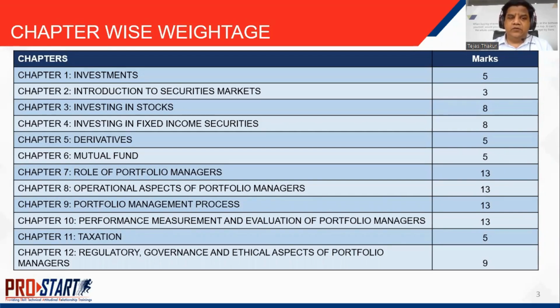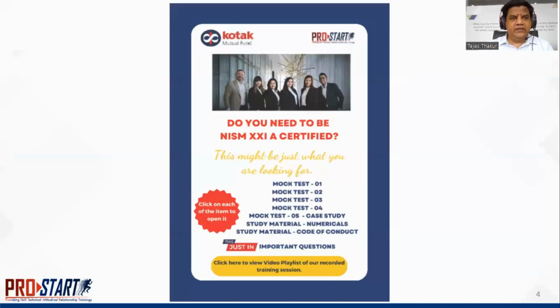A complicated chapter could be derivatives and taxation. But derivatives, you can still try and attempt. Taxation, if you feel some basic things you're able to understand, you want to leave the rest, that's still okay, because the total weightage is just 5 marks. Okay, so this is the weightage chapter wise.